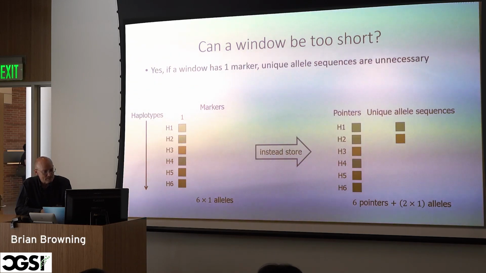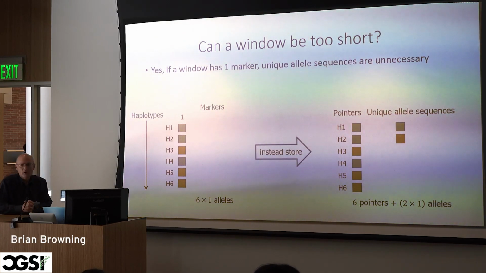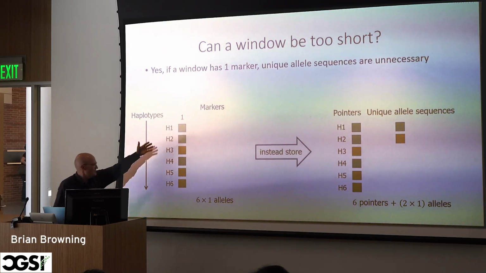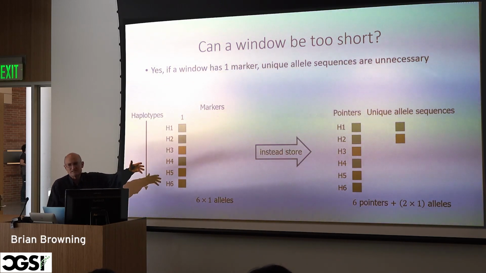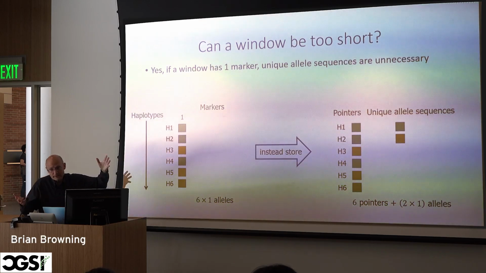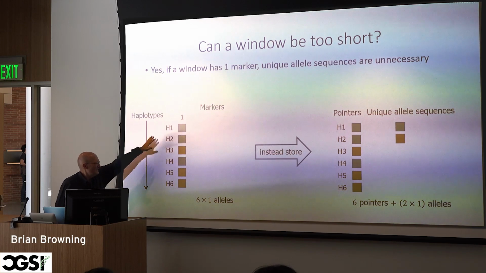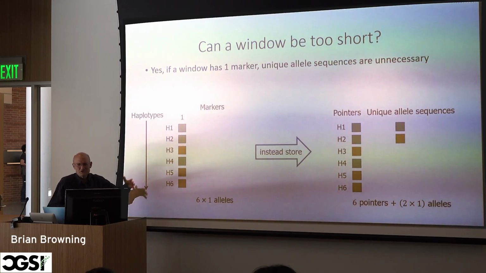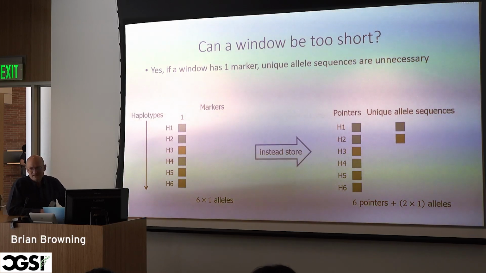You could make the sequences shorter. Here, down to the other extreme, we go down to 1 marker. Well, this is just a 1 marker haplotype. That's just alleles, right? You have a green allele and an orange allele. So the unique allele sequences, there's just 2, the green and the orange allele. But the pointers, if you think about it, you're just recapitulating the alleles. Your pointers are essentially telling you what alleles you have, so you aren't saving anything if you make things too short either.